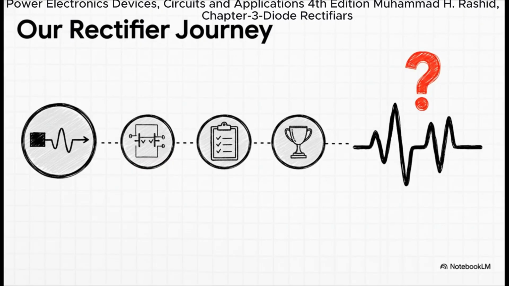So let's recap the whole journey. We had a goal: turn AC into DC. We looked at two designs to do it, we analyzed them with our scorecard, and we found out they're about 81% efficient. That's a huge step. But we're left with this massive 48.2% ripple problem that makes our output basically useless for now. That is the next challenge.